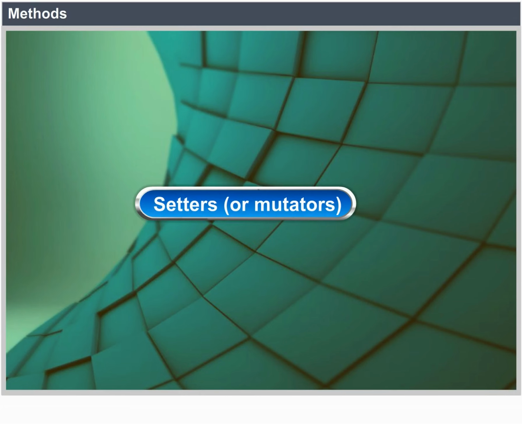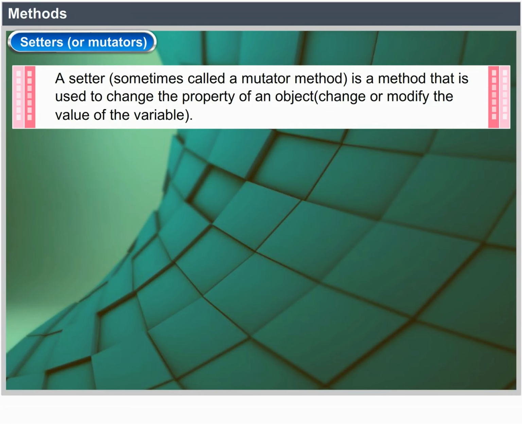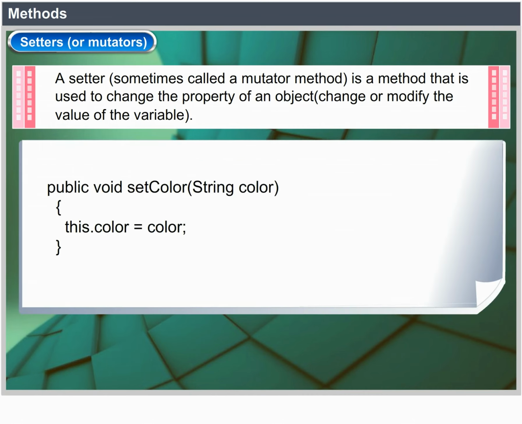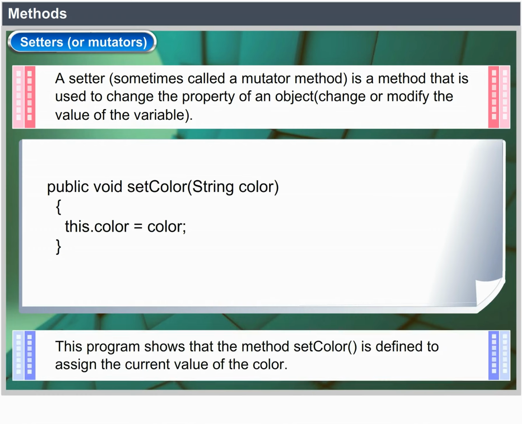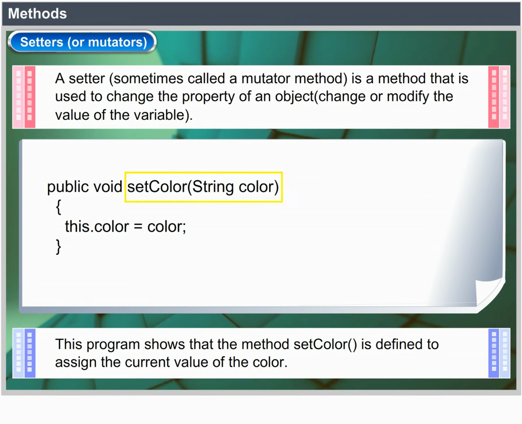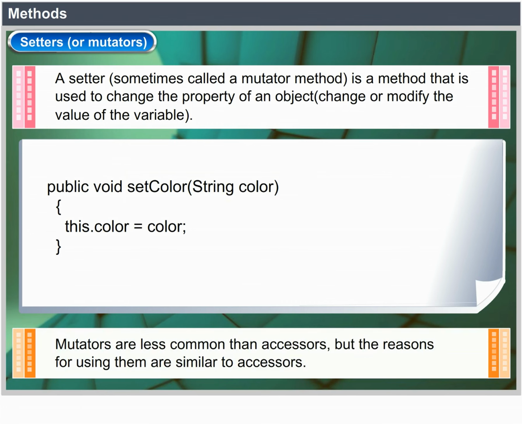Setters or mutators. A setter, sometimes called a mutator method, is a method that is used to change the property of an object, that is, change or modify the value of the variable. public void SetColor(string color) { this.color = color; }. This program shows that the method SetColor is defined to assign the current value of the color. Mutators are less common than accessors, but the reasons for using them are similar to accessors.